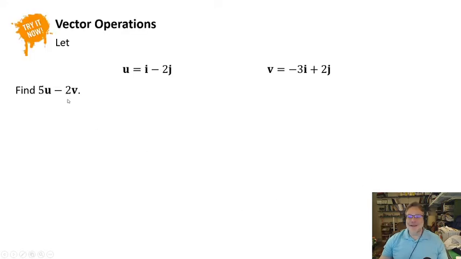All right, so try this one again here. Find 5u minus 2v when u and v are represented as a linear combination of the standard unit vectors. Take some time for that.